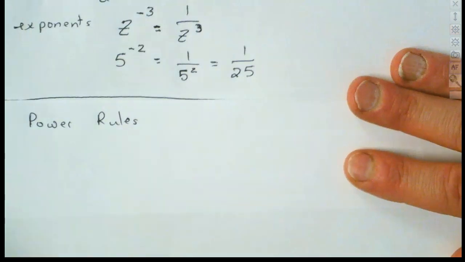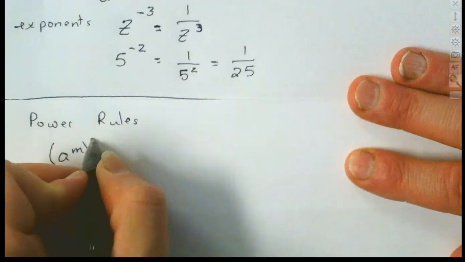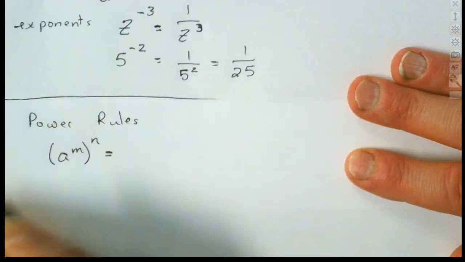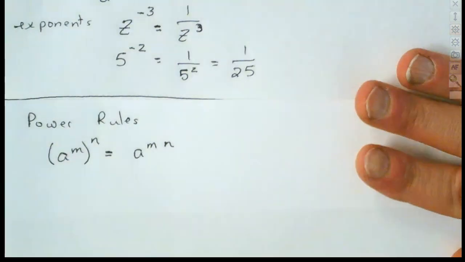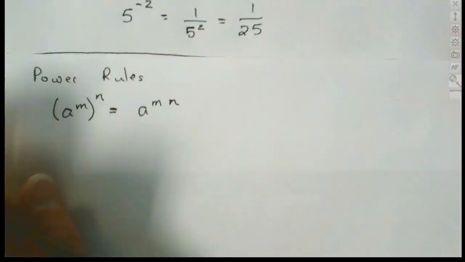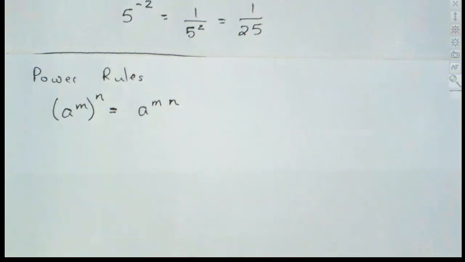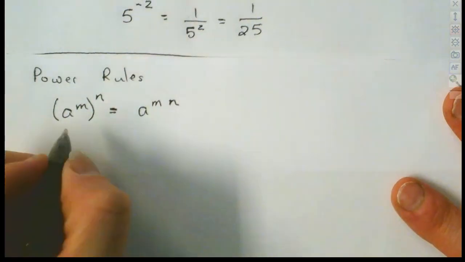And we're going to look at the first one, which is a to the m with parentheses to the nth power. Well, that is a to the m times n power. So when you have parentheses, these exponents are going to multiply together. So if there's no parentheses, they add. If we have parentheses, then they multiply together.